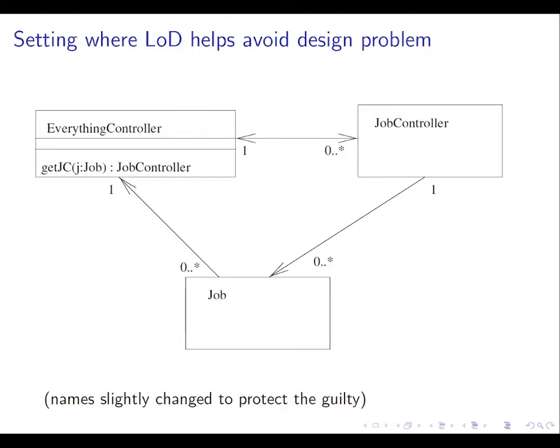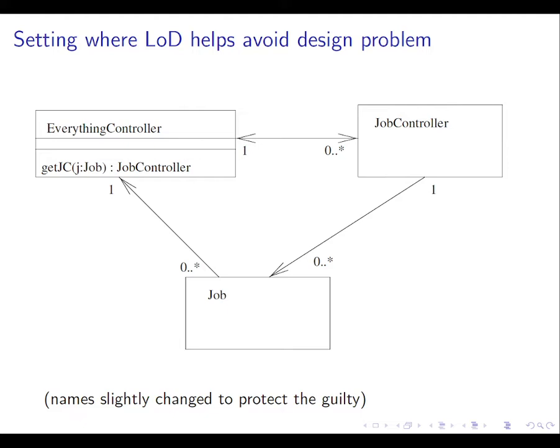So what's going on here? The idea here is that we have a bunch of job controllers, and each job controller controls some jobs. Okay, so given a job, there's a unique job controller that controls it. And there's a single everything controller which controls, among other things, all the job controllers.